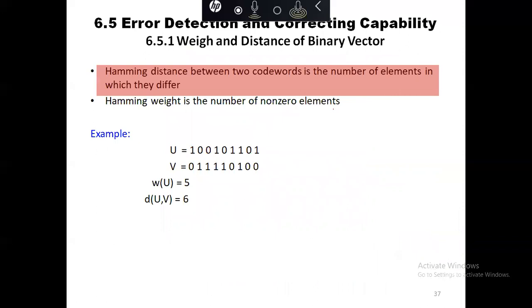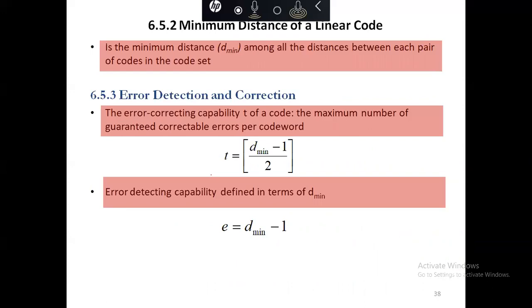The minimum distance is important because the minimum distance is the number of dissimilar bits between the code words. And these dissimilar bits help us; that is called the minimum distance. The error correction capability of the code will be (d min minus 1) by 2, and the error detection capability of the code is d min minus 1.